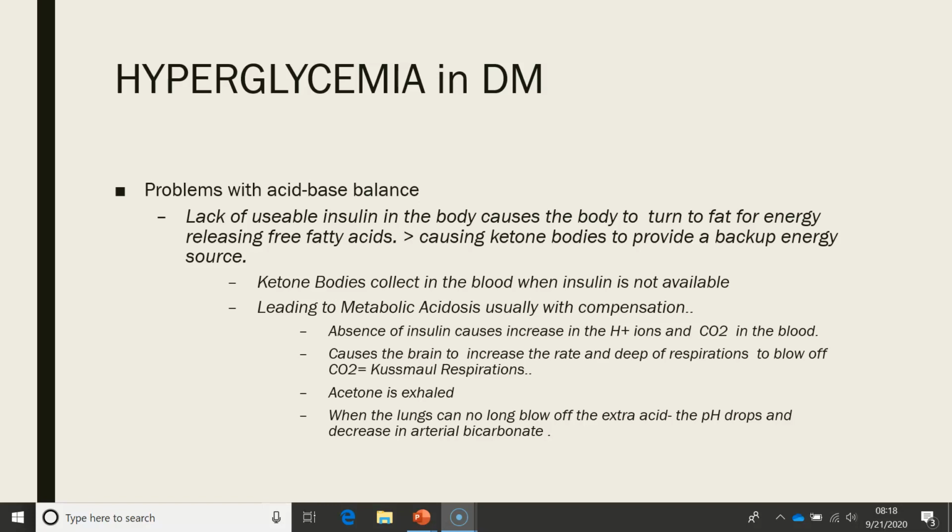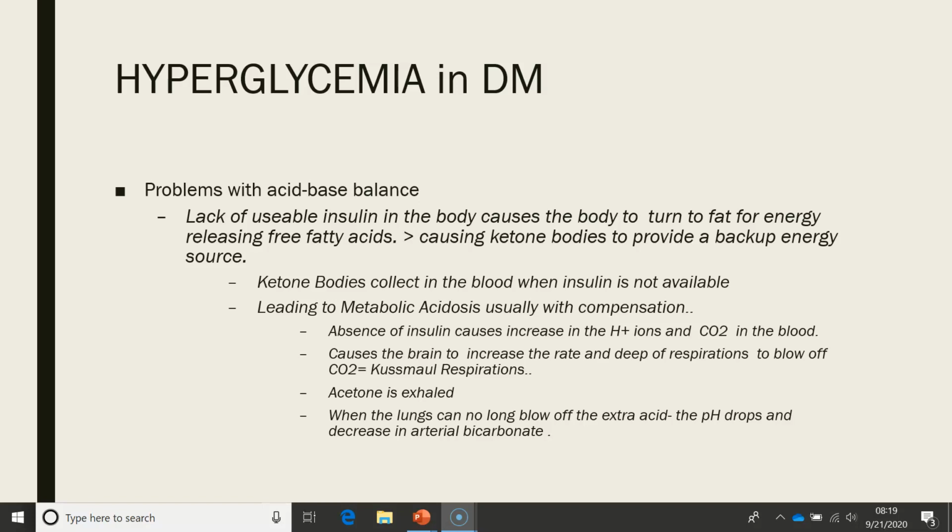How does this happen? We have the absence of insulin causing an increase in the hydrogen ions and carbon dioxide in the blood. This causes the brain to increase the rate and depth of respirations to blow off the CO2. This is called Kussmaul's respirations. When the patients exhale the acetone, which, by the way, is a very distinct smell, it smells like rotting fruit. Sometimes the patient will actually say, I can't get this nasty taste out of my mouth. But they're blowing off this acetone.